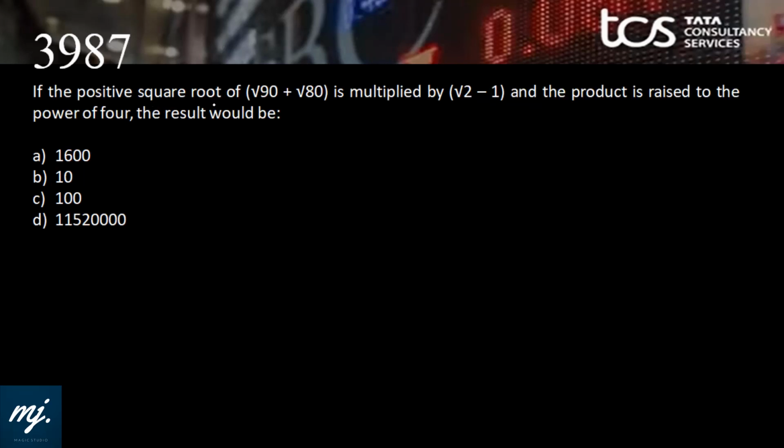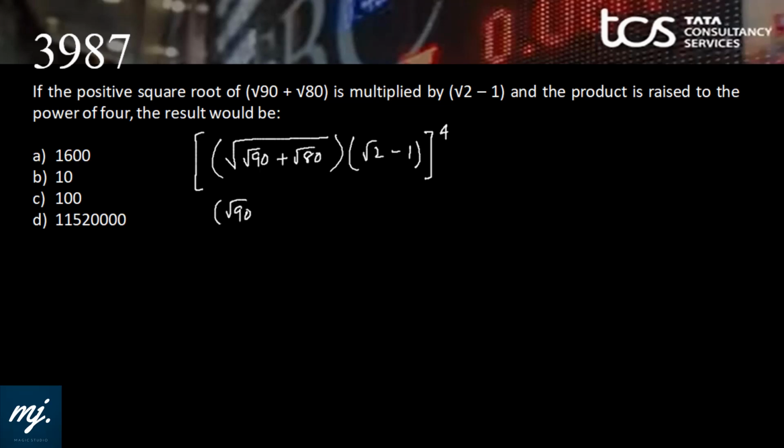If the positive square root of this expression, square root of (root 90 plus root 80), is multiplied by (root 2 minus 1), and the product is raised to the power 4. This entire thing is raised to power 4. Then the result would be, now the power is half, into 4 would be square. So this will become (root 90 plus root 80) whole square into (root 2 minus 1) to the power 4 means square and then whole square.